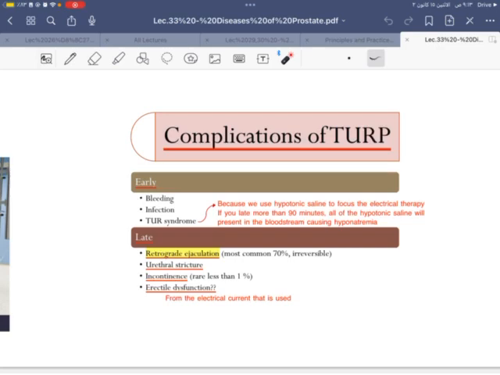Urethral stricture, fibrosis, and incontinence involving the sphincter while you are resecting, since the sphincter is close by. And erectile dysfunction, because we use electrical current while resecting, which may affect the nerves there.